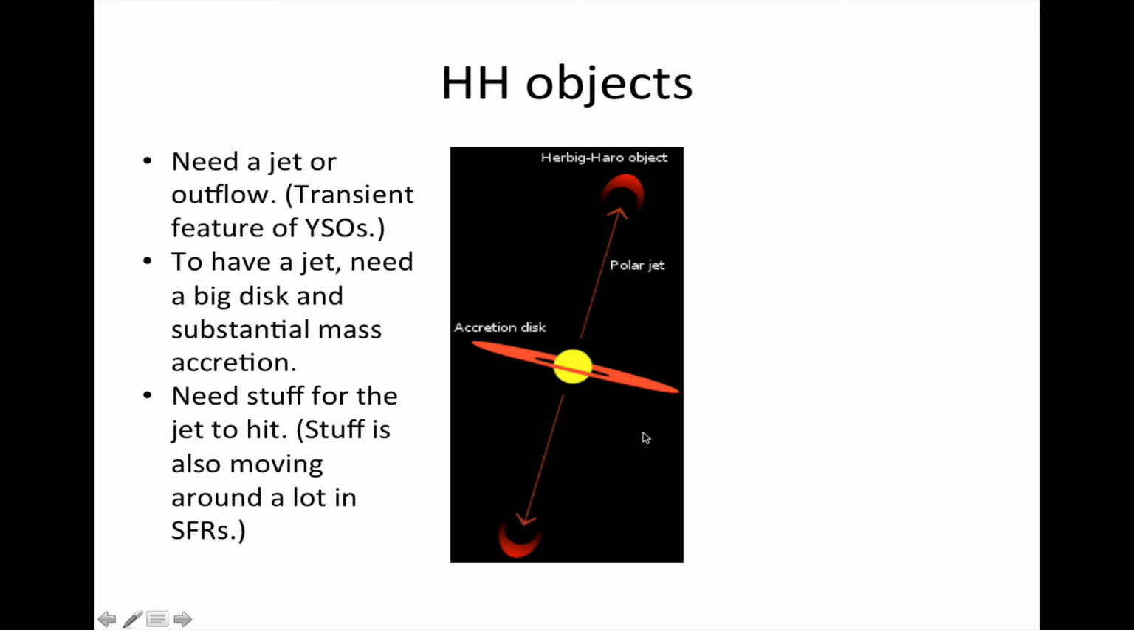A lot of people from NITARP that I've worked with have been very excited about HH objects. They are really, really cool. So even though we're unlikely to find any in what we're doing, let's spend a little bit of time talking about them. In order to get an HH object, you need a jet or an outflow. And because the very nature of that is that it's a transient feature of young stars and stellar evolution, you have to be really lucky to catch it in the act.